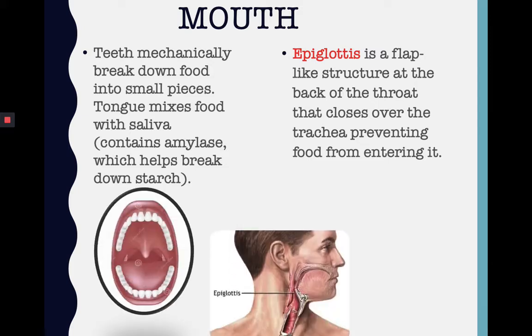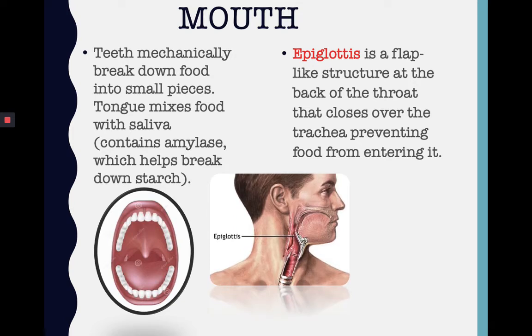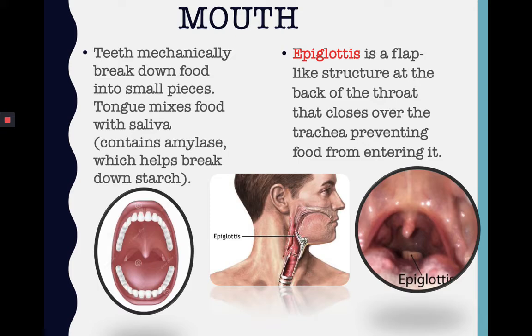The epiglottis, as you see here in the picture, is a flap-like structure at the back of the throat that closes over the trachea. We have two tubes. The first tube is the trachea, through which we breathe. The second tube is the esophagus, through which we take food to our stomach. One tube goes to the lungs, the other goes to the stomach. While we are eating and swallowing, the epiglottis closes the tube of the trachea, so the food gets into our stomach. Here, as you see, this is the epiglottis.